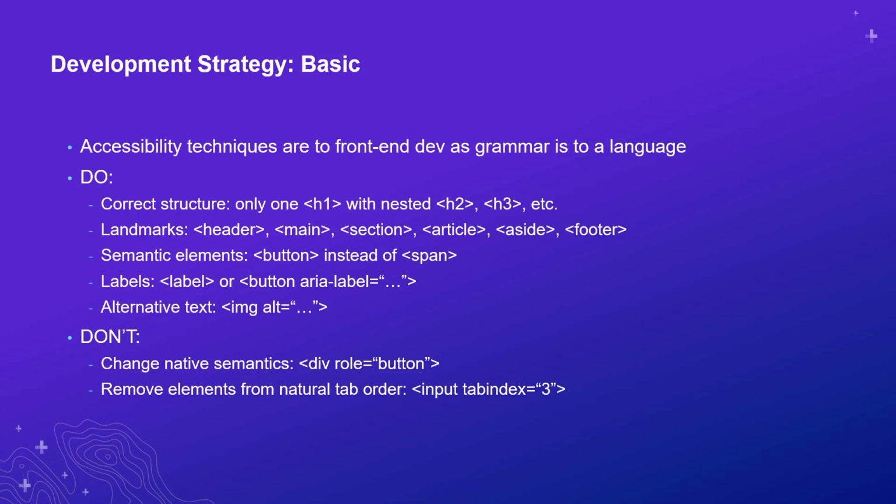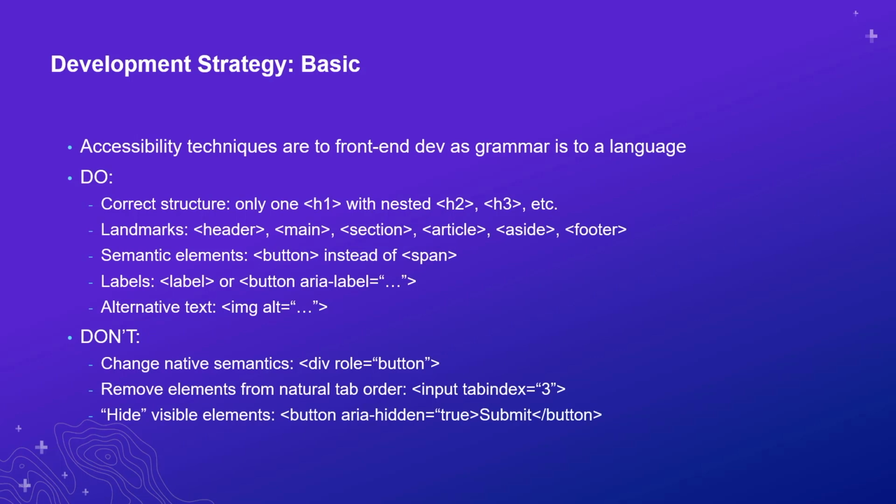Don't ever use a tab index greater than 0. If you use a tab index equals 0, that means you're adding a tab order to an element that is not naturally tabbable. If you add a tab index of -1, it means that you take an element out of its natural tab order and it cannot be tabbed to. But never ever use a tab index greater than 0.